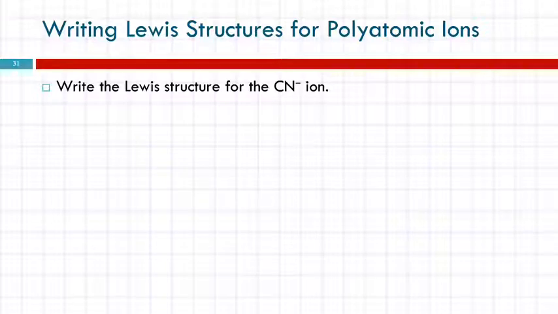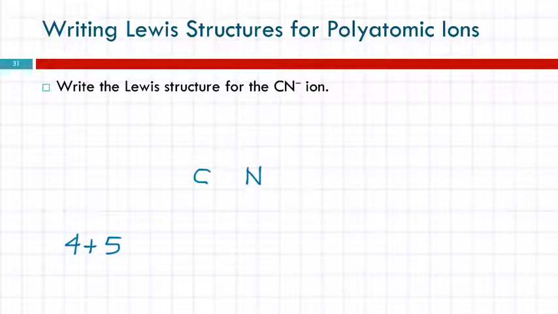So let's do the cyanide ion. Well, there's only two atoms here, so they must go next to each other. So that one's easy. Then we have to count up valence electrons. So carbon has 4, nitrogen has 5, and then there's a -1 charge. Does that mean I subtract an electron?